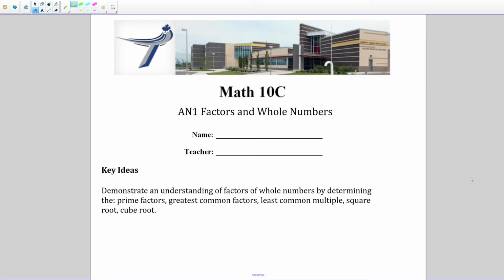Today we're going to talk about the AN1 factors and whole numbers outcome. Some of the things that we'll discuss in this video are prime factors, greatest common factors, least common multiples, along with square roots, cube roots, perfect squares, and perfect cubes.